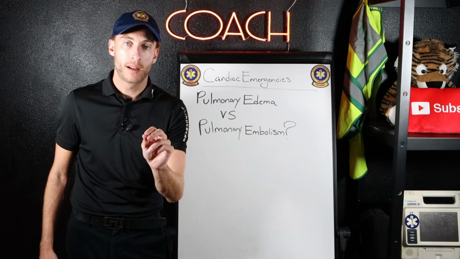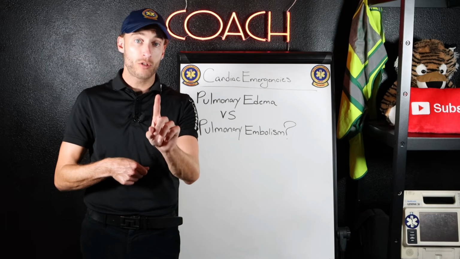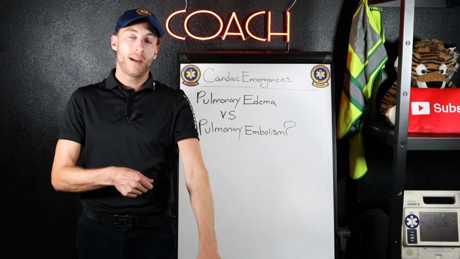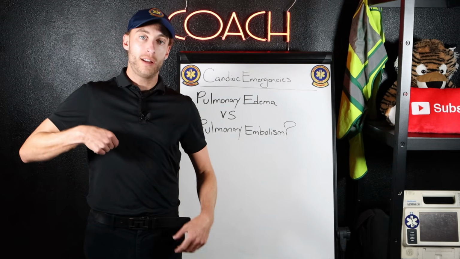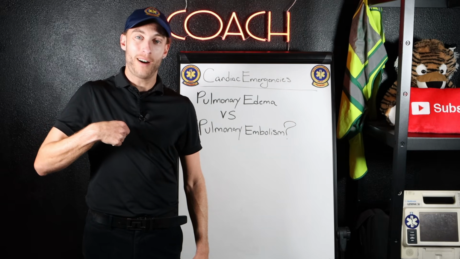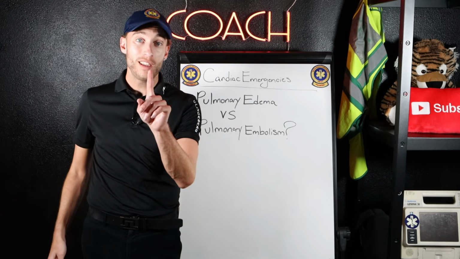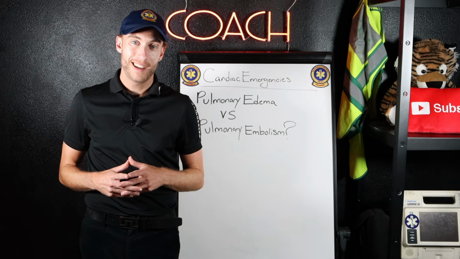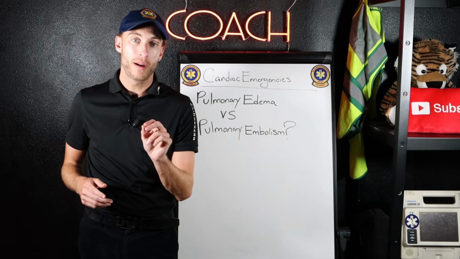That piece of plaque can break off. It travels up my venous system because veins go towards the heart, arteries go away. Remember that? And what's going to happen is it travels up. Here's my IVC. It's going to travel in, go into my right atrium, through a tricuspid valve, right? And where's it going to go? Into the right ventricle. Exactly.